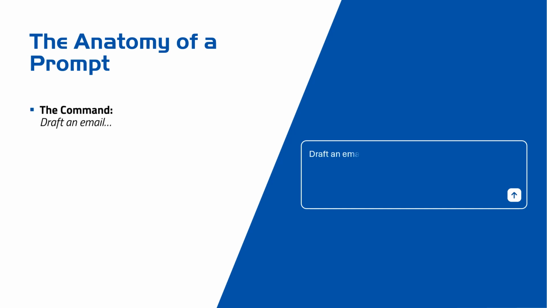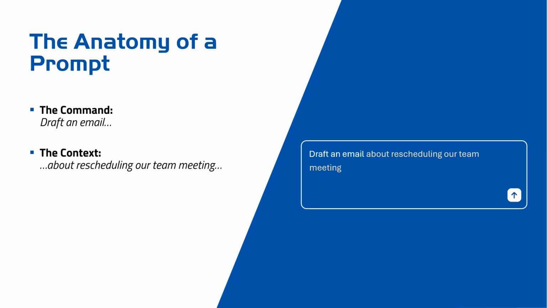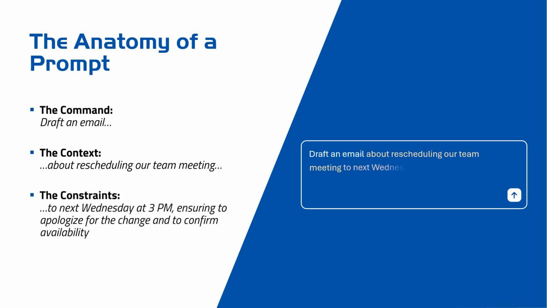First, the command. The command sets the direction for ChatGPT's response, specifying the action or task you want it to perform. The context. Providing context helps ChatGPT understand the background or situation surrounding the prompt, enhancing the relevance and accuracy of its response. And lastly, the constraints. Constraints outline any limitations or parameters for the response, guiding ChatGPT's output within the defined boundaries for optimal results.